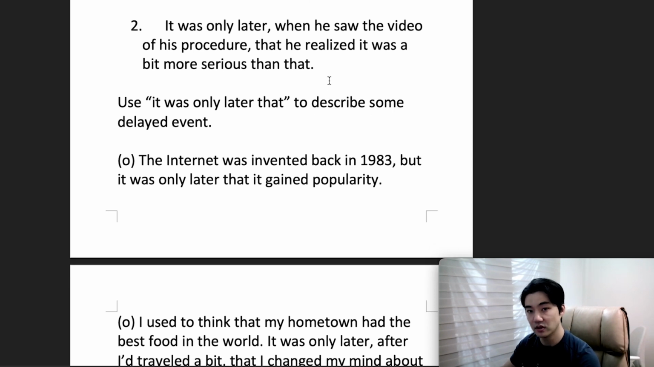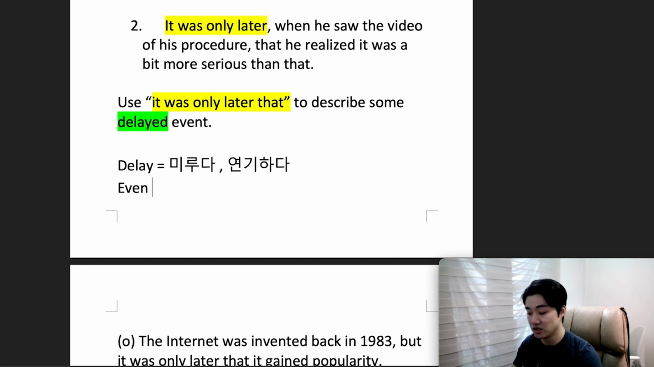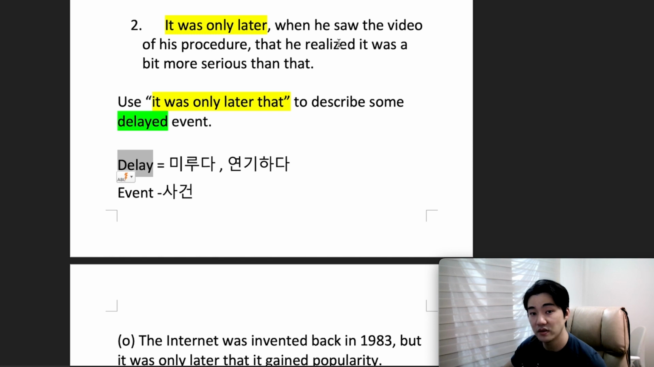It was only later when he saw the video of his procedure that he realized it was a bit more serious than that. So we are concentrating for our second one on it was only later that. So we use it was only later that to describe some delayed event. So what does it mean to have a delayed event? What does the word delay mean? Delay means what? 미루다 or 연기하다. And an event is usually what? 사건, right?